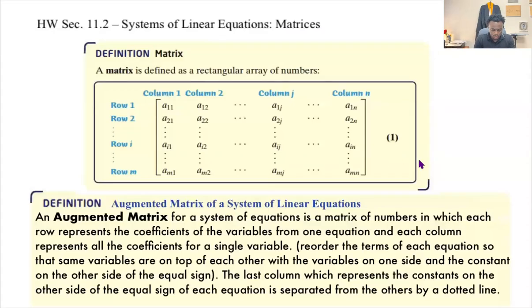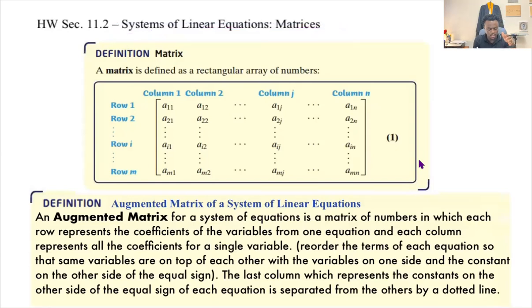All right, so this topic is going to be more about solving systems of linear equations using operations on the matrix of the system. So that's why it's systems of linear equations and matrices. So let's talk about the definition of a matrix, right?